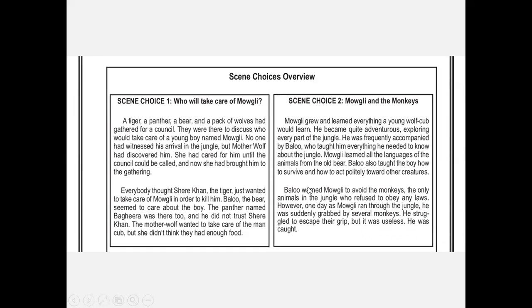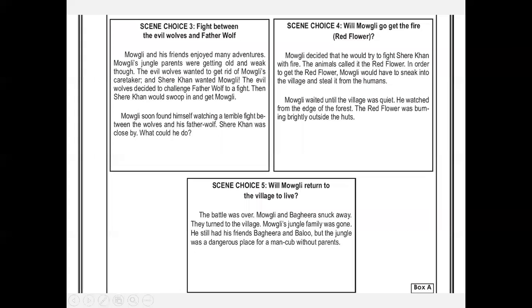Now, these scenes are from anywhere in the Jungle Book story. So scene 1 is who will take care of Mowgli. Scene 2 is Mowgli and the monkeys. Scene 3 is the fight between the evil wolves and Father Wolf. Scene 4 is will Mowgli go get the fire, the red flower. And scene 5 is will Mowgli return to the village to live.